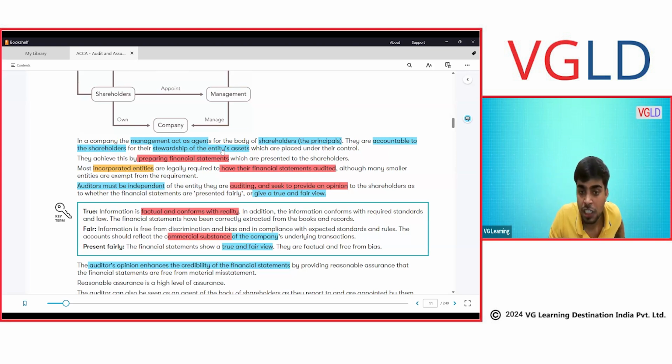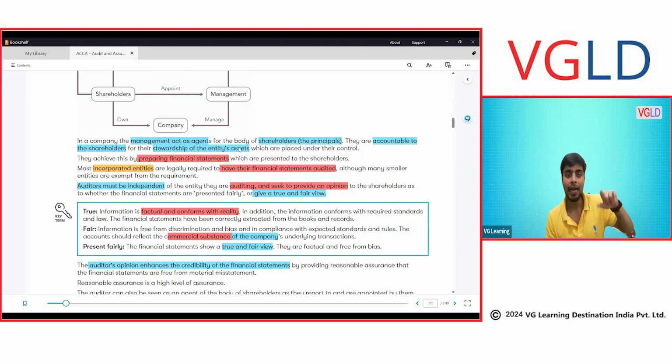For the stewardship of the entity's assets. What is stewardship? They basically manage the company's assets. They safeguard the company's assets. They do not misuse the company's assets. They do not misplace those assets or show carelessness. They exercise their stewardship in the same manner as if the assets were their own. Okay, so they are accountable to shareholders, and they are supposed to exercise stewardship.